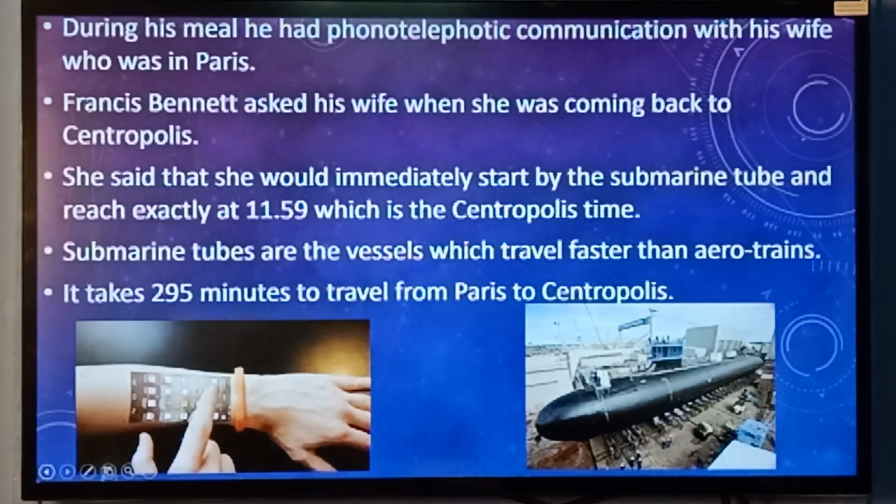Here the author specifies the accuracy of time, 11:59, which denotes that in future the precision of the time will be taken into account. In other words, we can say that time is even more precious. Submarine tubes are the vessels which travel faster than aero trains. It takes 295 minutes to travel from Paris to Centropolis.